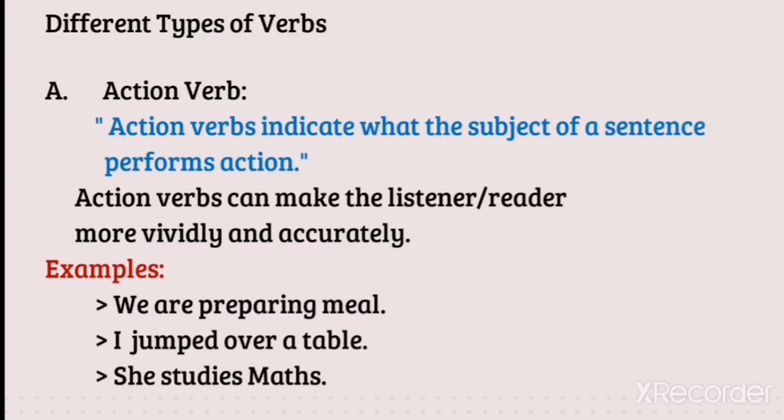Action verb can make the listener or reader understand more vividly and accurately. सेंटेंस के अंदर जो एक्शन वर्ब होते हैं तो लिसनर या रीडर को वाज़े पता चलता है, वह आसानी से समझ जाते हैं कि what the subject is doing. We are preparing meal. Preparing is an action verb and this action is performed by we. I jumped over a table.